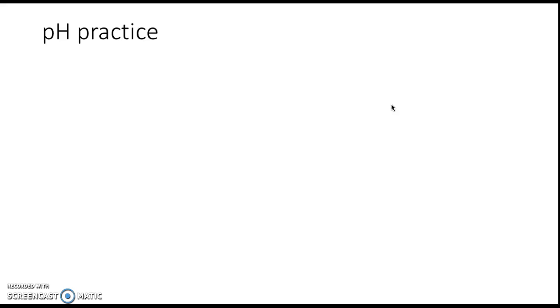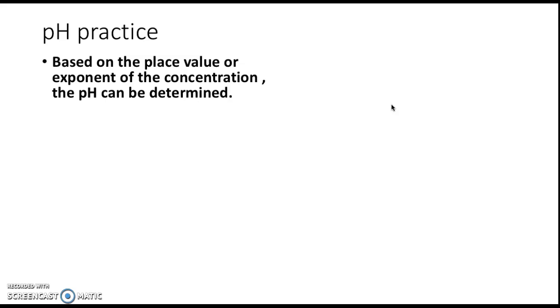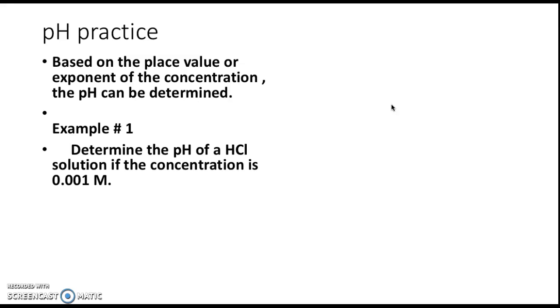Now, a couple more pH practice problems, and this is the shortcut on how to do this. Based on the place value of the exponent of the concentration, the pH can be determined as long as we are dealing with 1 as the base number, meaning the base number of 1 or 10. Then we can find the pH value from the concentration. So, example: determine the pH of HCl solution if the concentration is 0.001.